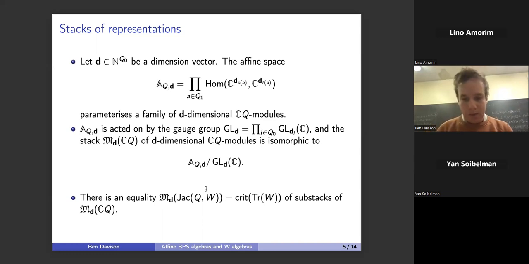Okay, so the statement is that considered as substacks of this smooth ambient stack of representations of the free path algebra, there is an equality between the stack of representations of the Jacobi algebra and the critical locus of this function. And this is an important geometric fact.